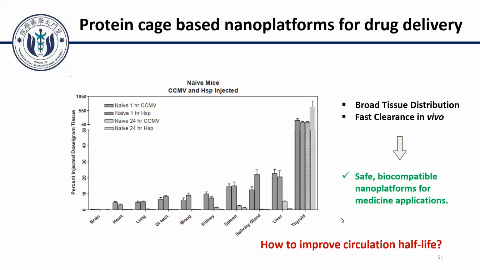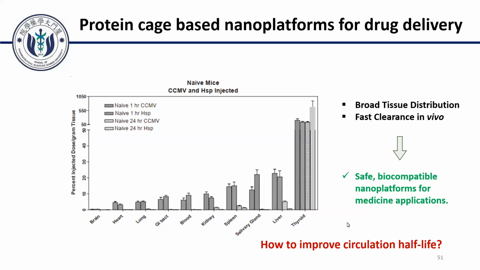So if we look here, we almost cannot find any CCMV particle in green, but they are mainly accumulated in other tissue, in other organs. It's a very broad distribution, and they are safe.